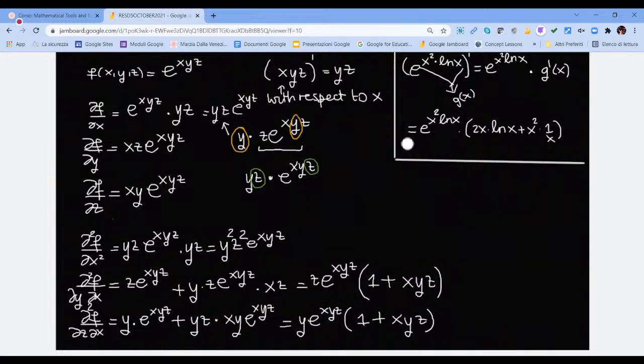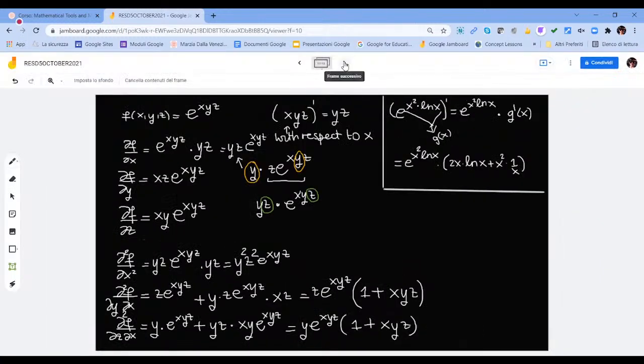I was wondering if you have already done a linear approximation of two variables. I think so. Yes, I think, yes. Let's switch to another slide.